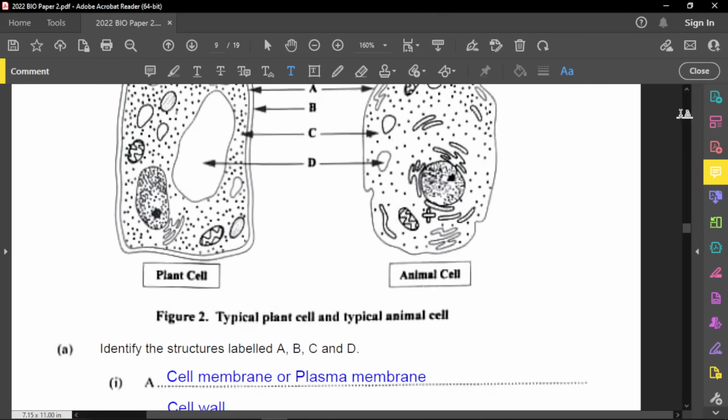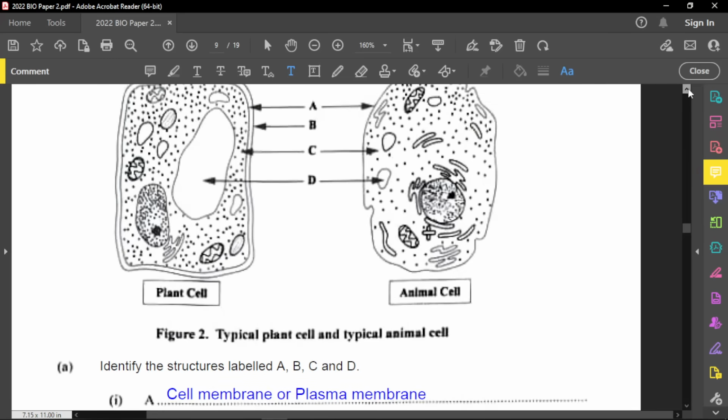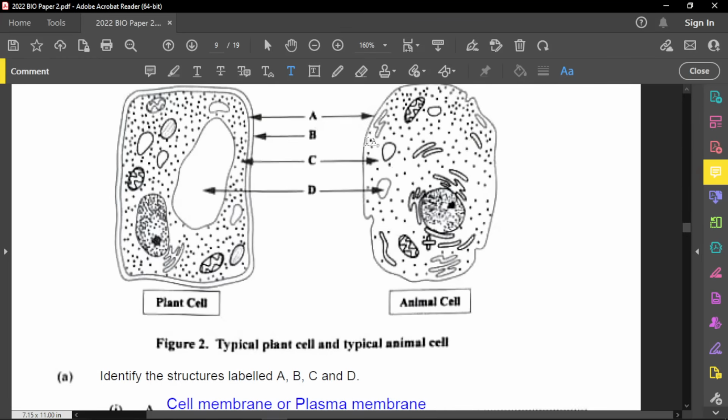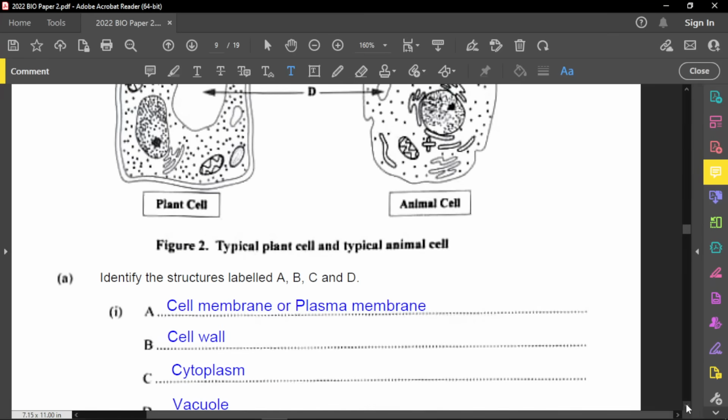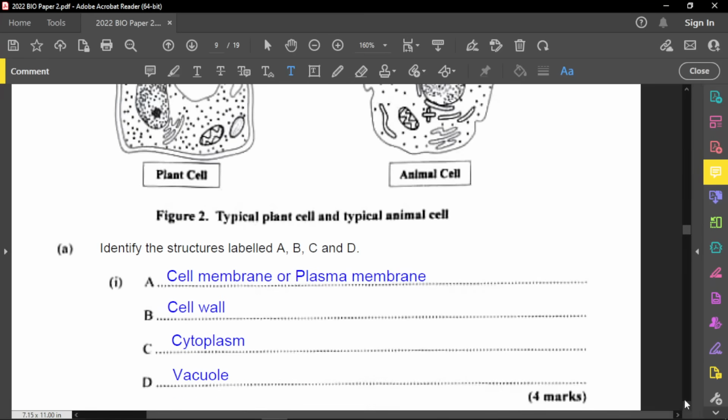All right, so A, let's go back up a little bit. A is the outer part of the animal cell and the second layer in the plant cell. And so that will be our cell membrane, otherwise called our plasma membrane. B is the cell wall. All right, it's not on the animal cell, it's only on the plant cell. C is the cytoplasm, and D is the vacuole.